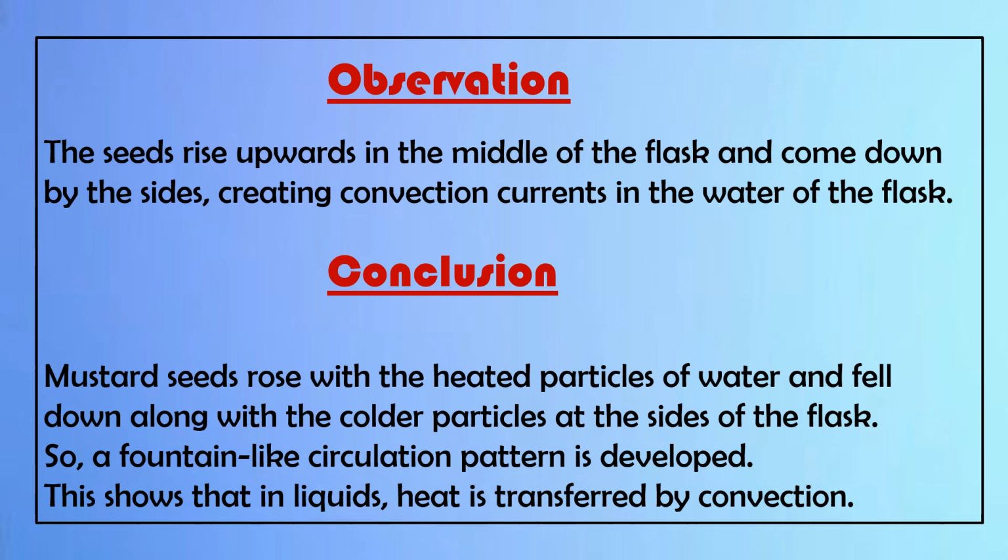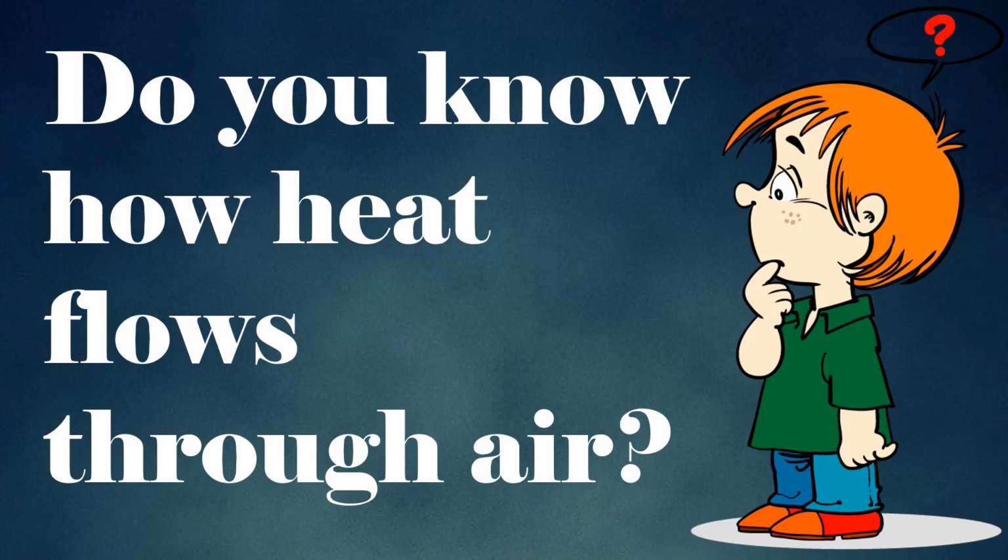Mustard seeds rose with the heated particles of water and fell down along with the colder particles at the sides of the flask. So, a fountain-like circulation pattern is developed. So, we can conclude that in liquids, heat is transferred by convection. Do you know how heat flows through air? Let's see.